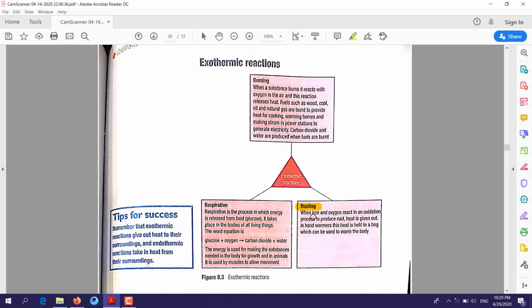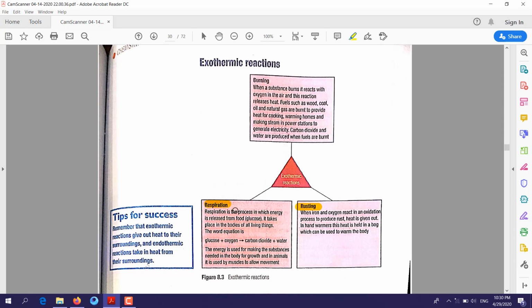Another example, rusting. Rusting, we just explained it. It is also an example of a chemical reaction and an example of an exothermic reaction. Respiration is a process in which energy is released from glucose by using oxygen. Let's take another example. In summer, the weather is hot. In summer we cannot eat chocolate. Why can we not eat chocolate? If you eat chocolate, you will feel it's hot.